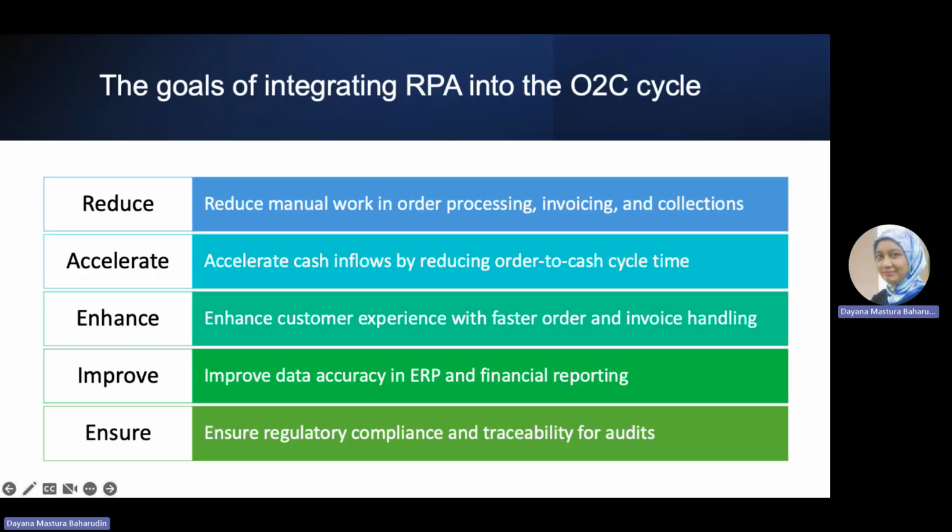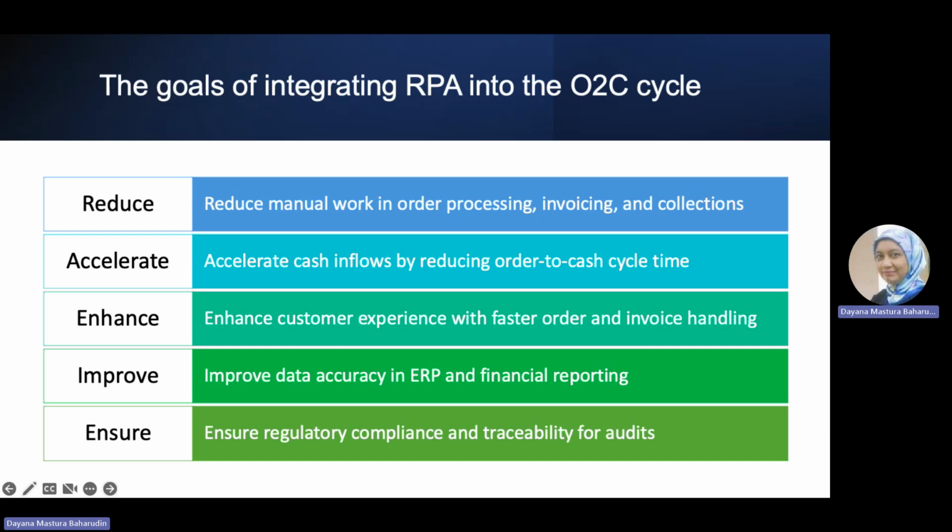Okay, now let's have a look at the goals of integrating RPA into the O2C cycle. So you have a wonderful ERP system, okay, SAP, Oracle, but you need to actually embed the RPA on that. Right? You want to become amazing. So ERP is not enough, you need to have the RPA. So you have here goals.